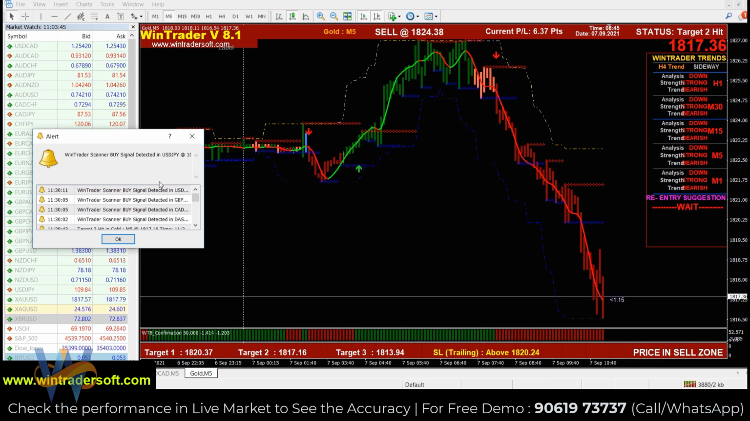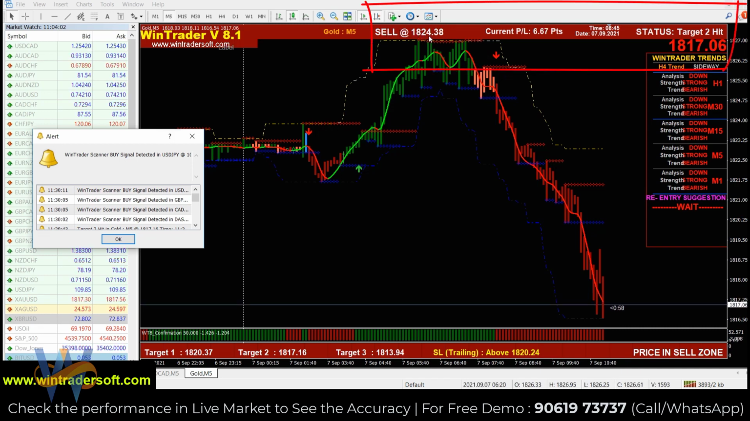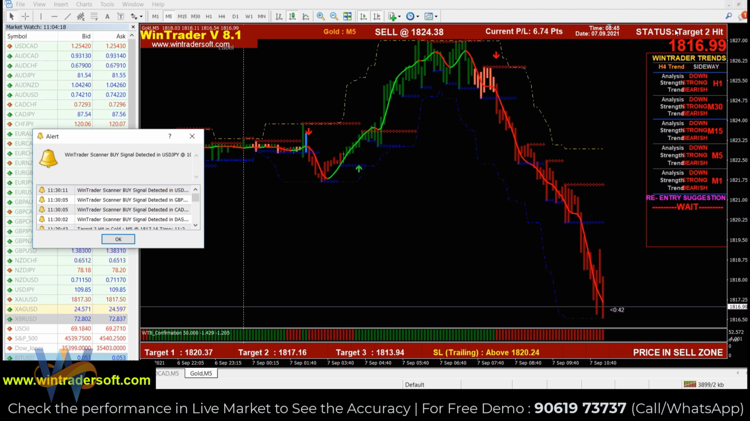But we don't need to take all the signals, because the software gives automatic signals. After that, we have to check whether the given signal is confirmed or not. For checking confirmation, we have two parameters in our software. You can see the software gave a sell signal at 1824.30, and the current profit and loss value is displayed here, along with the time and date. As per this sell signal, two targets have been achieved.